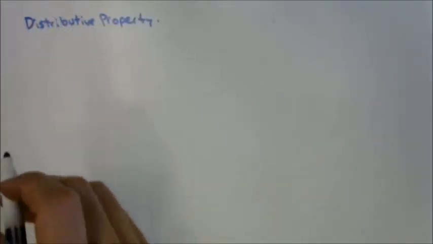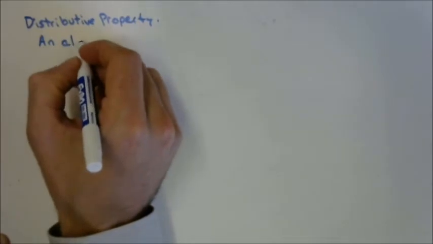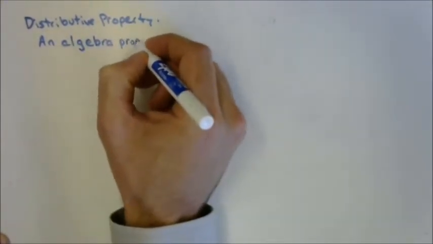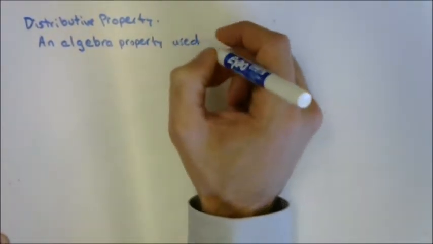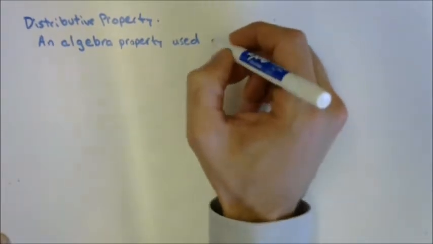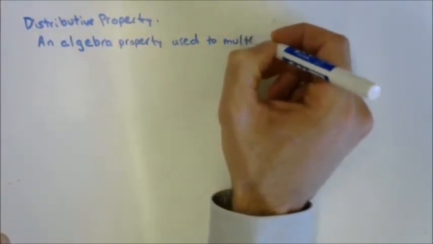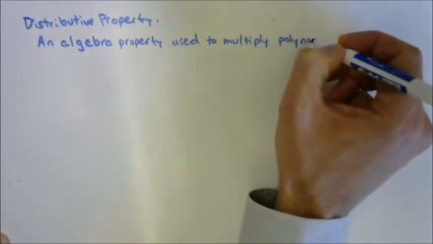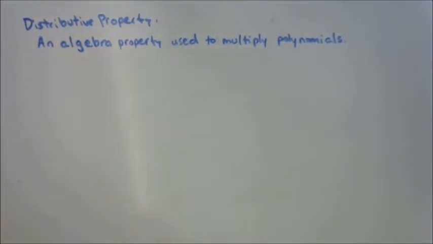Okay, the distributive property is an algebra property used to multiply polynomials. It's an algebra property used to multiply polynomials.